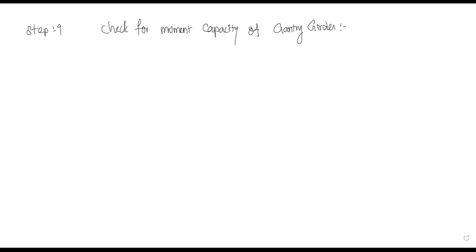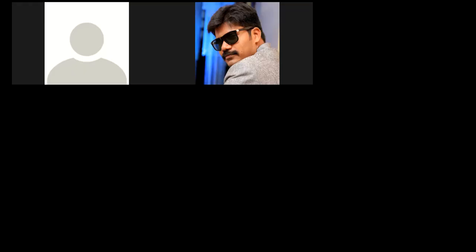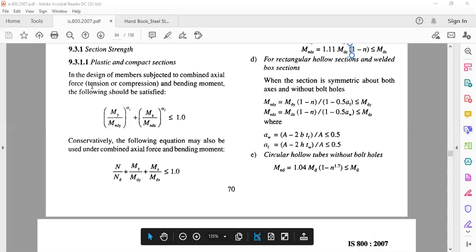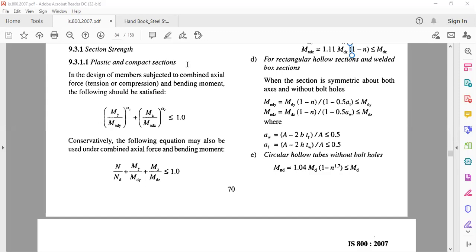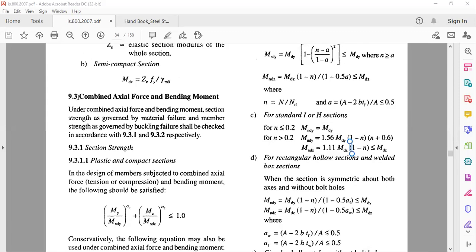So from clause 9.3.1, just a minute, I will share the screen also for you. So here from the clause 9.3.1 for plastic and compact section. This is for combined axial force as well as bending moment. Now, in a gantry girder we can have both things: axial force also and bending moment also.